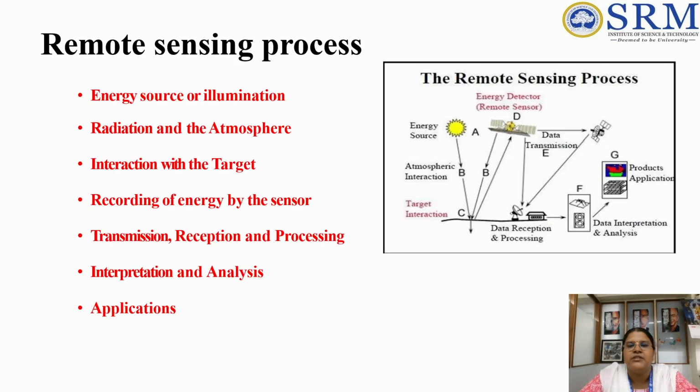etc. Basically, the process of remote sensing starts with the energy source or illumination. Either the sun will be the source of energy or an illuminating source will be acting as the energy source. This source will have radiation in the atmosphere and it will be interacting with the target, and then the energy will be recorded by a sensor which is placed in the platform. Then the transmission, reception, and processing will happen in the remote sensor, and this data will be used for interpretation and analysis. After analysis, the data will be used for different applications.